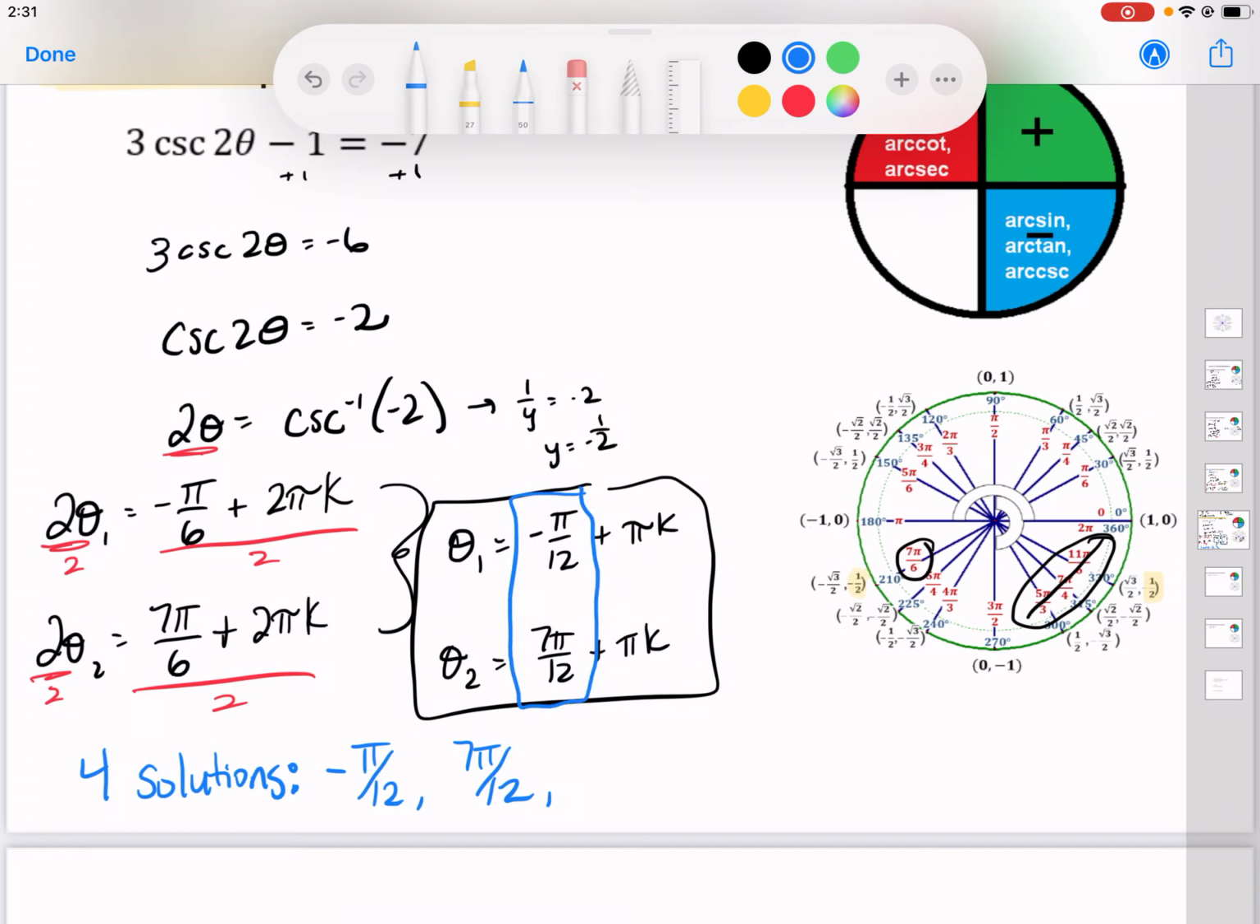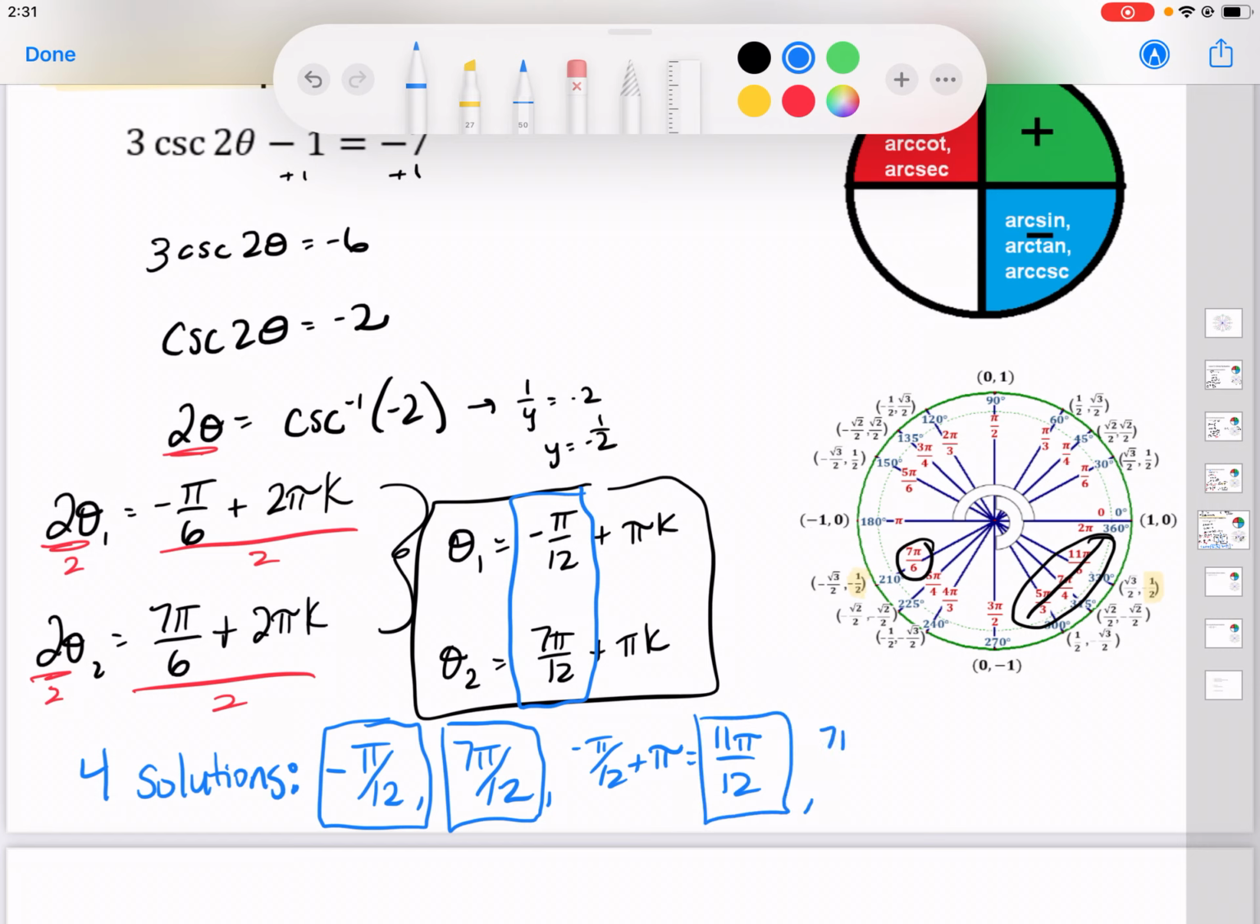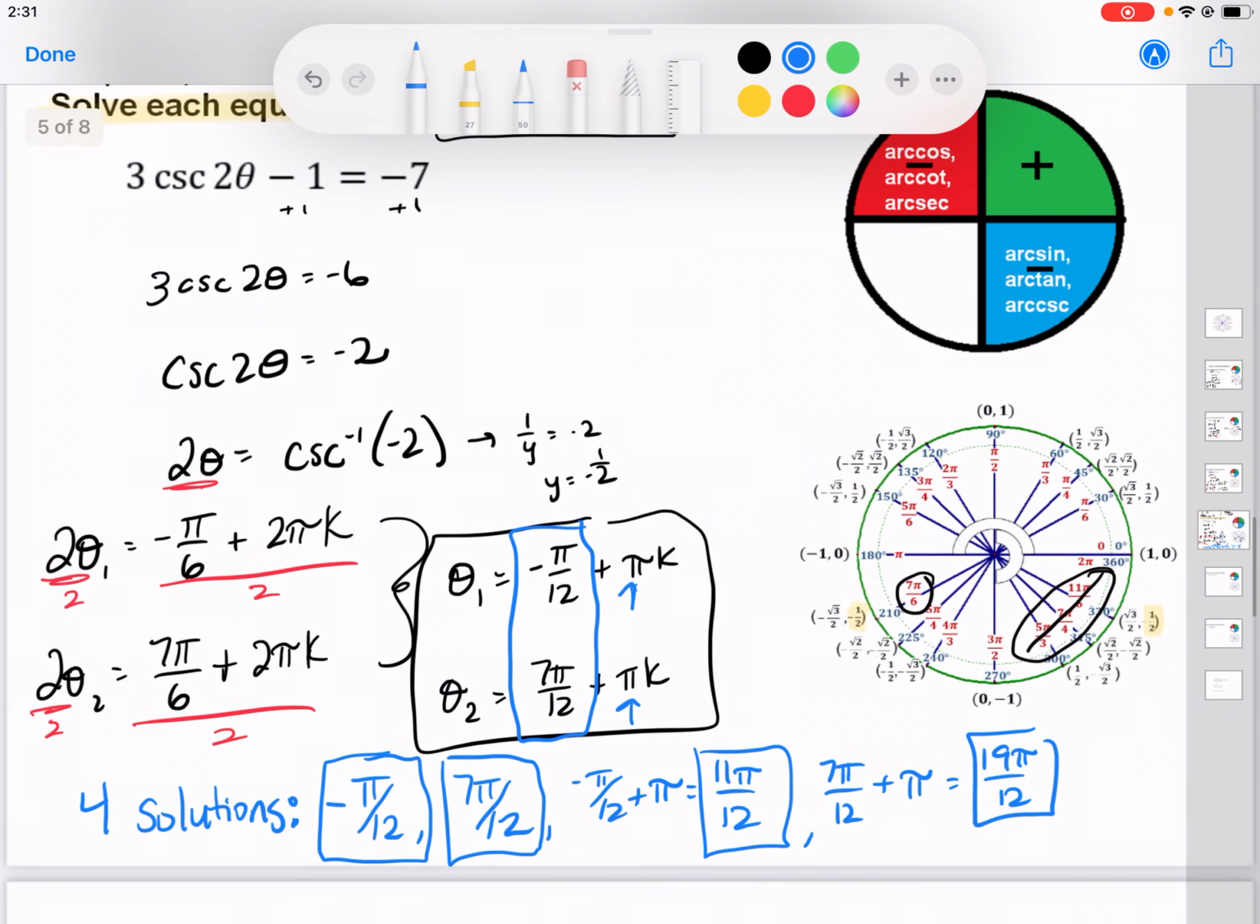To find our next one, I'm going to go ahead and take -pi/12 and add pi to it. That'll give me 11 pi/12. Okay, so we've got this one, we've got this one, we've got this one. And then for my last one, I'm going to do the same thing. And the reason I'm adding pi is because that's what it's saying right here. Last, I'm going to take 7 pi/12 and add pi. And so 7 plus 12 over 12 is 19 over 12. And there's our 4th solution. You could also subtract pi if you wanted, it doesn't matter. Okay. So that's what it means if it tells you to list 4 solutions.